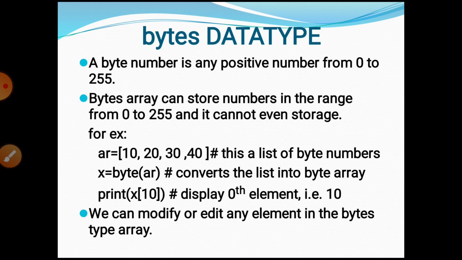Bytes data type. A byte number is any positive number from 0 to 255. Bytearray can store numbers in the range from 0 to 255, and it cannot store negative numbers. For example, here is an example.